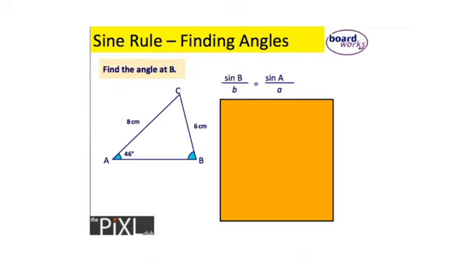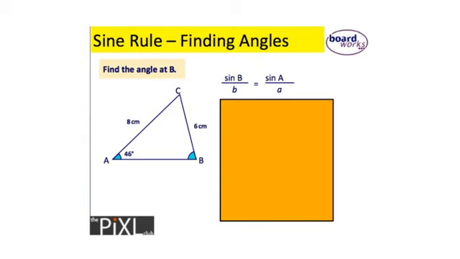We have our sine B on the top this time in the numerator divided by the length b. And similarly here for the A, sine A over a. We see here that our A side, 6, and our 46 correspond.